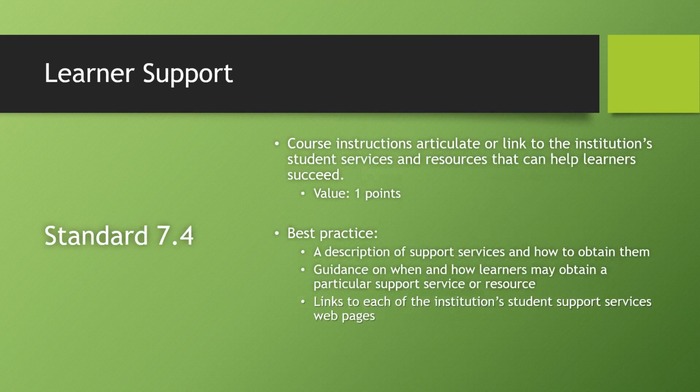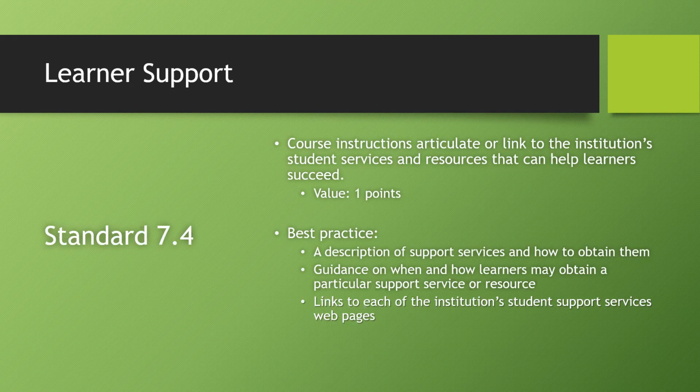Standard 7.4, course instructions articulate or link to the institution's student services and resources that can help learners succeed. This is a 1-point value, which means it's important, but you don't necessarily have to have it in your course. So what you could do for best practices is provide a description of support services and how to obtain them, guidance on when and how learners may obtain a particular support service or resource, or links to each of the institution's support services webpages.